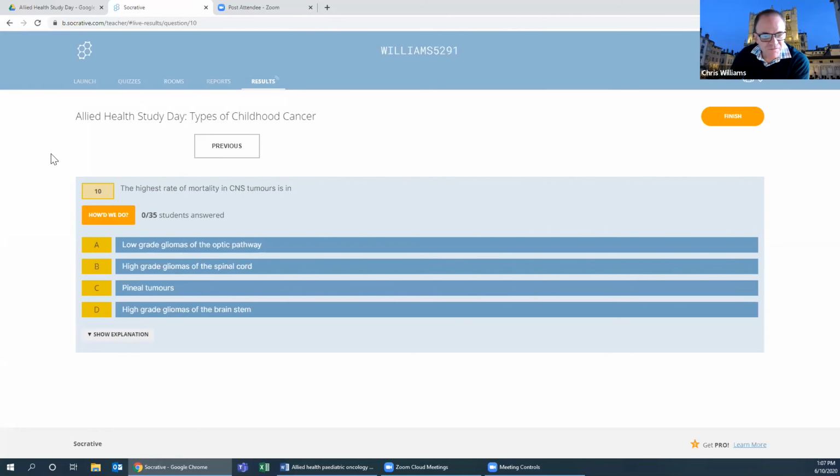And finally, the highest rate of mortality in CNS tumours is in which area? Okay, let's have a look. Yes, so high-grade gliomas. It's good we're learning that.